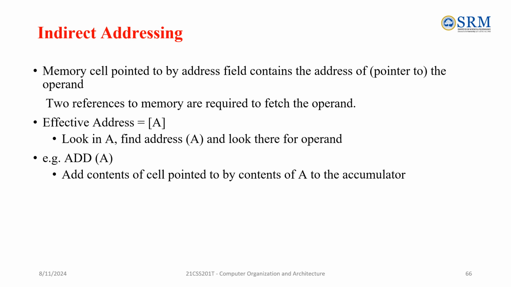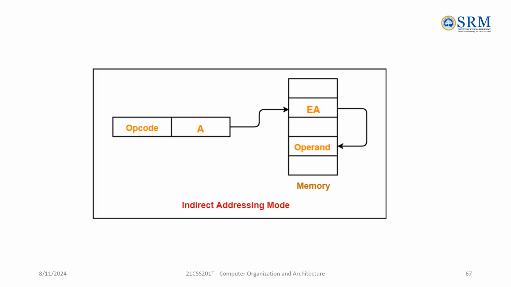In indirect addressing, the address field points to a memory location containing the address of the operand. So the effective address is: look in A, find the address, and look there for the operand. The content of A will be an address, go to that address and it will point to the memory location of the operand. So it is something like this. Okay, so that is indirect addressing.